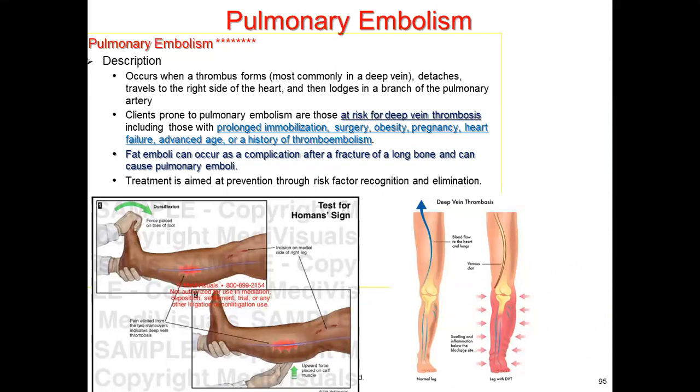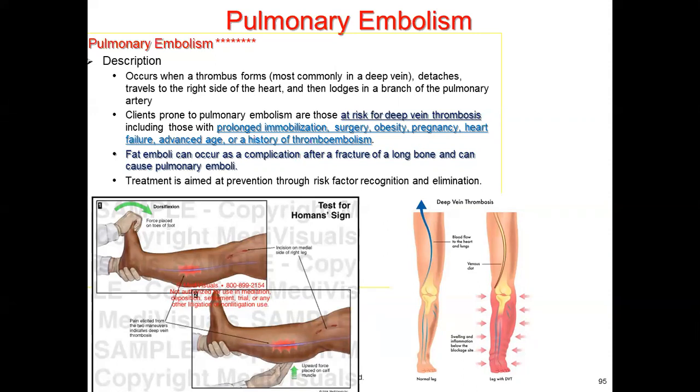Treatment is aimed at prevention through the risk factors, right? And also, if we find a risk factor, we have to eliminate it. Before going to the management, I want to tell you how we diagnose it.